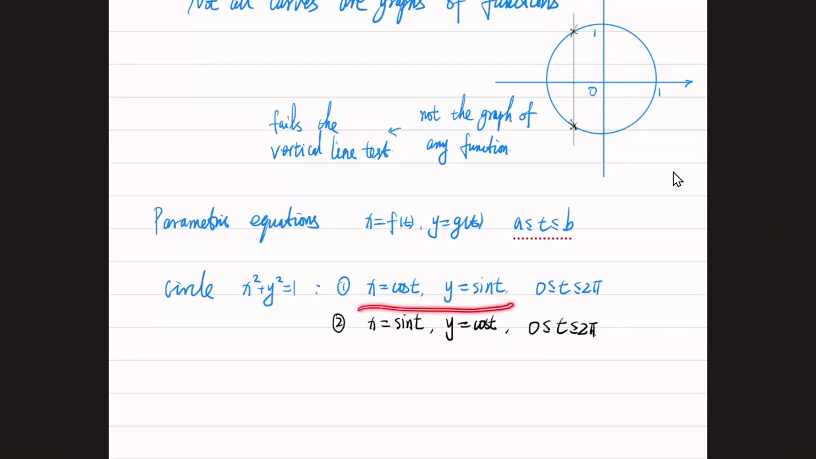In this one, when t increases, cosine first decreases. X decreases, Y increases, so we move in this direction. In the second one, we switch X and Y. We start from here, and we go around in the clockwise direction.